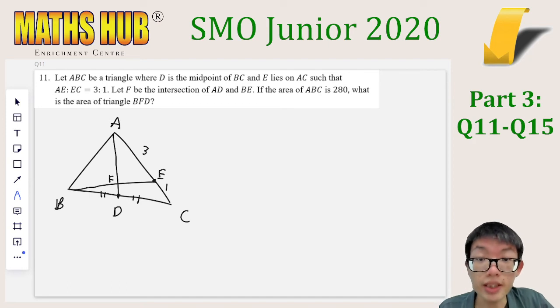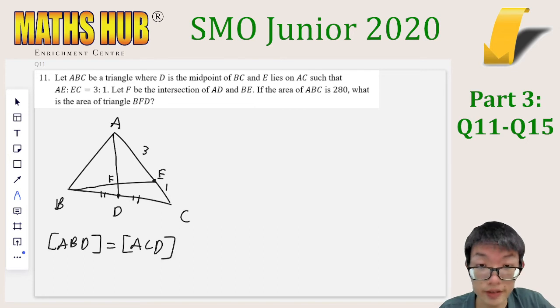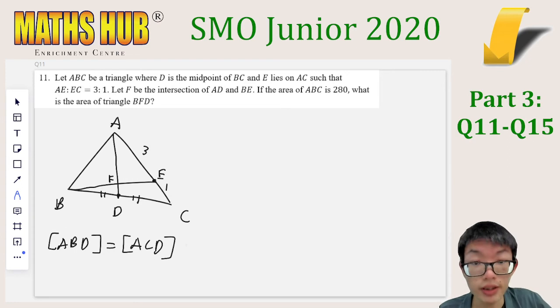So BD equals DC and AE to EC is 3:1 would be the two things that we have to make use of. We have to make use of them in as complete a manner as possible in order to make progress. So let's write down what BD equals DC means first. Well, BD equals DC means that the area of triangle ABD is equal to the triangle ACD's area. And since these are both half of the triangle, their areas are each 140.